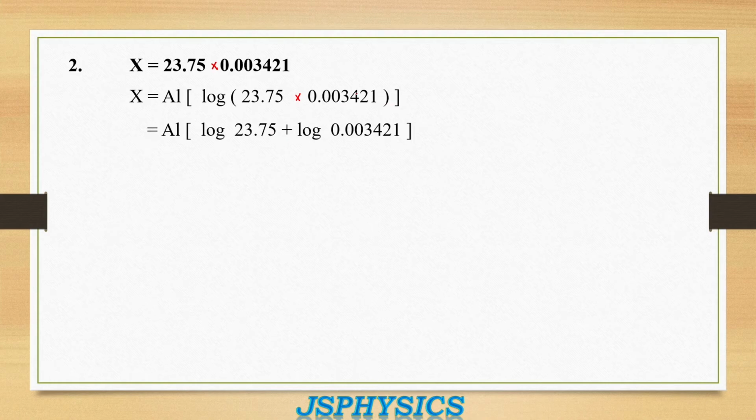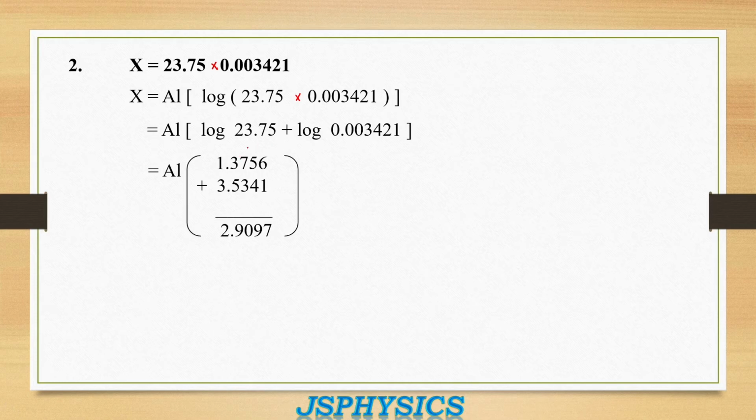So when we take log of these two numbers, it will be log of 23.75 plus log of 0.003421. Now we need to find the log of this number and we'll apply the same logic. This number is greater than 1. So we have to see the number of digits before decimal point, that is 2 minus 1. So that becomes 1. So characteristic for this number is 1. To find the mantissa for this number, we'll write this number as 23, 7 and 5.